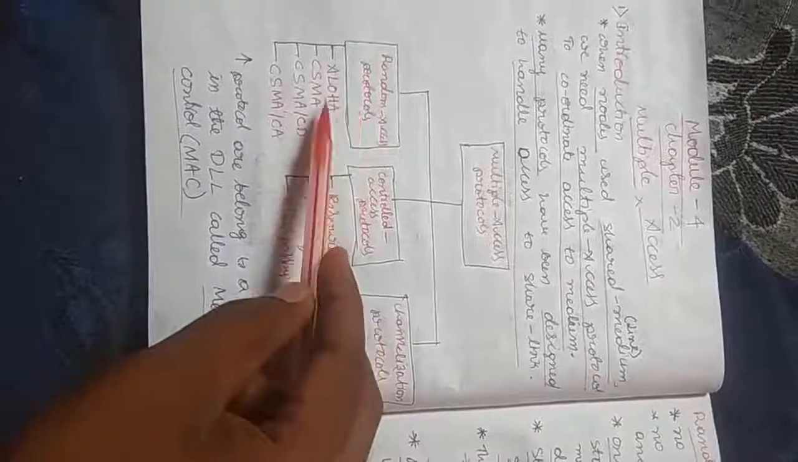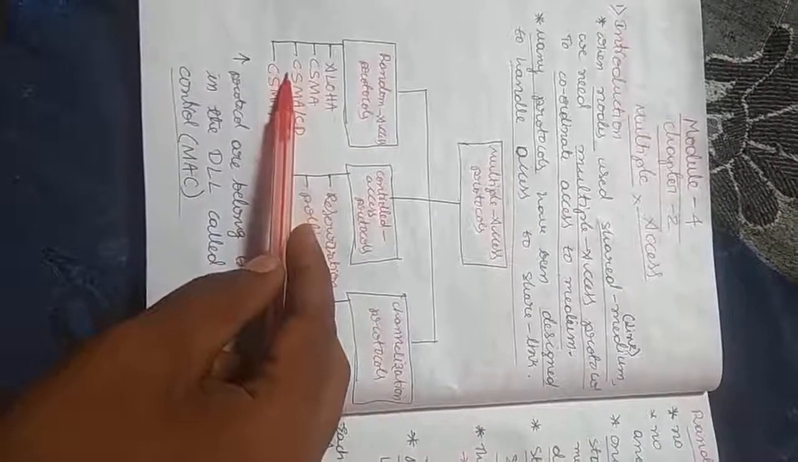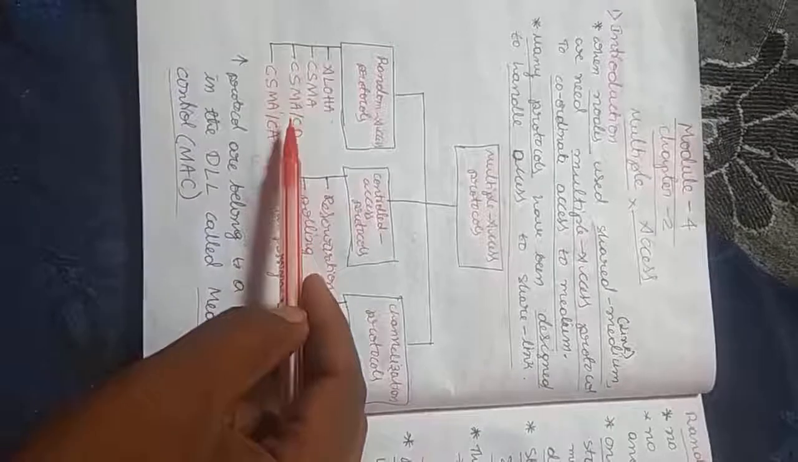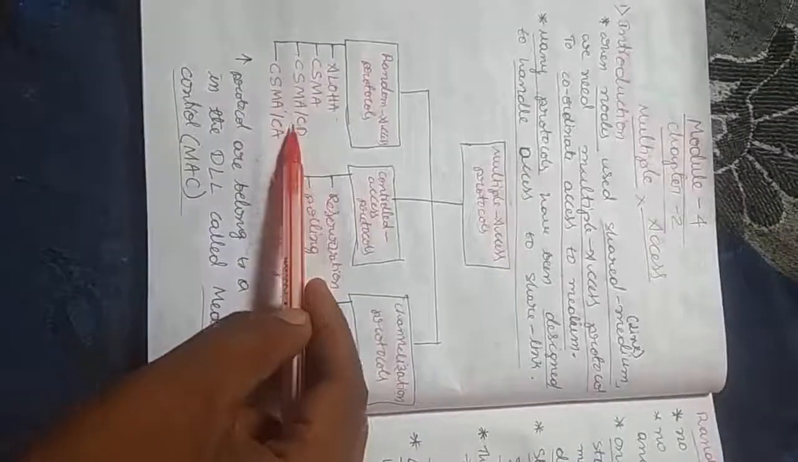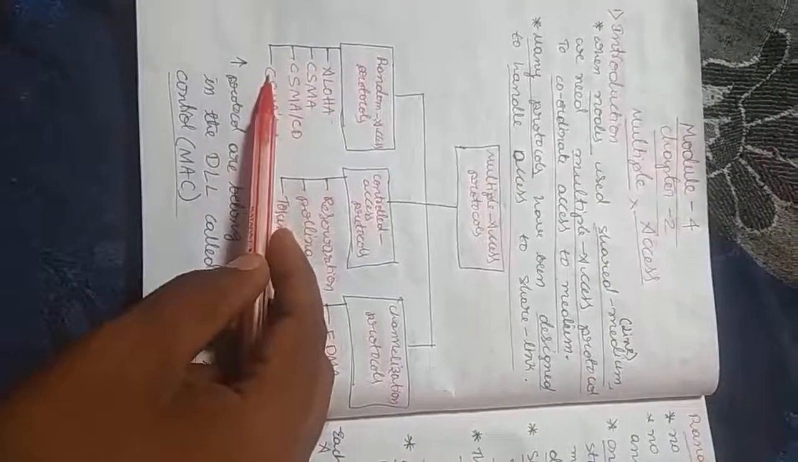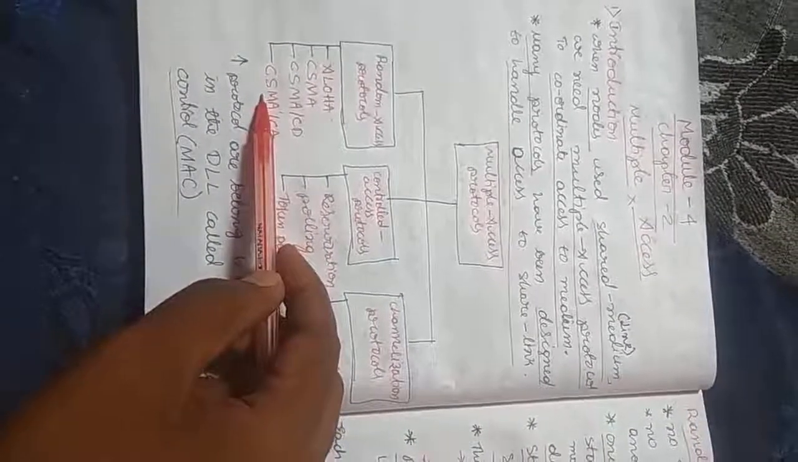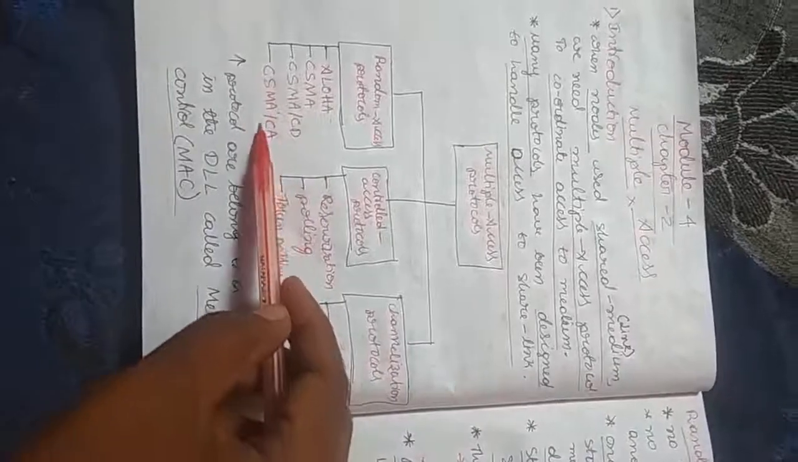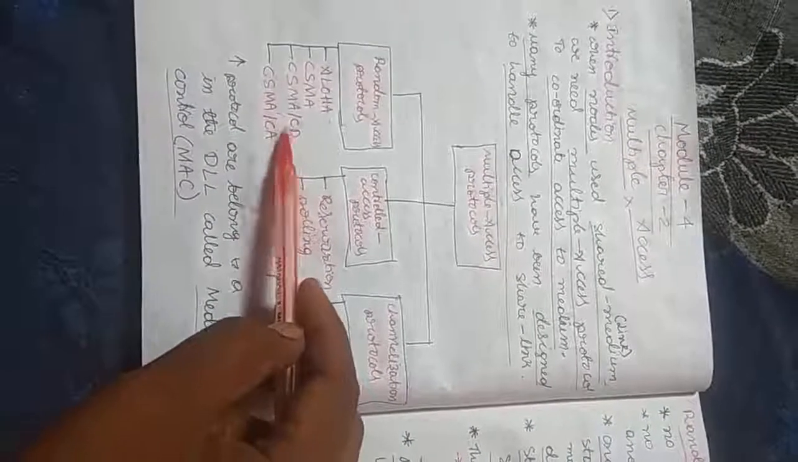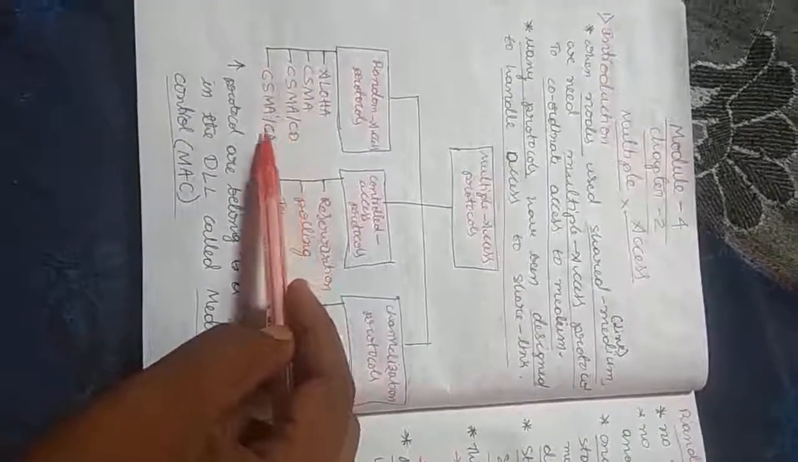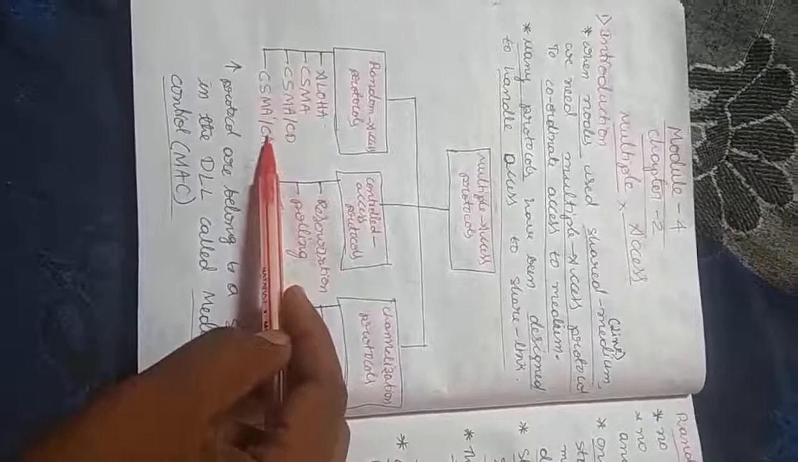Carrier sense multiple access with collision detection, and carrier sense multiple access with collision avoidance. These two types I am going to explain in this video.